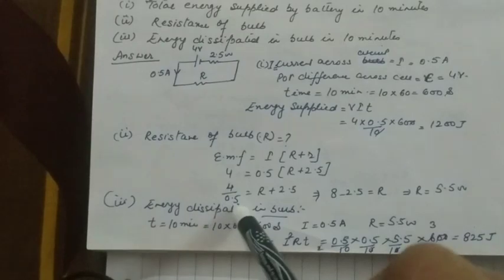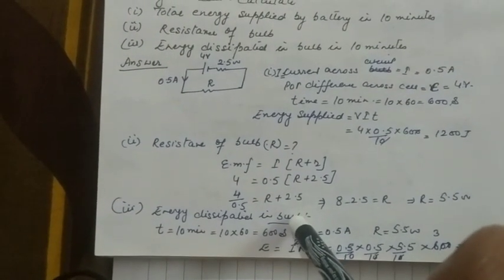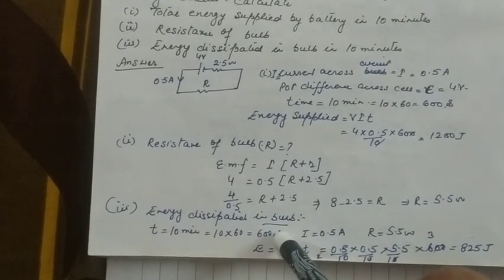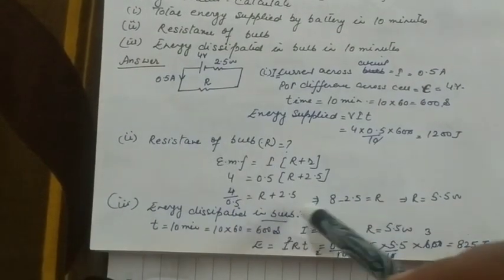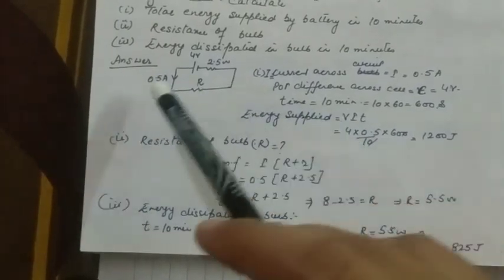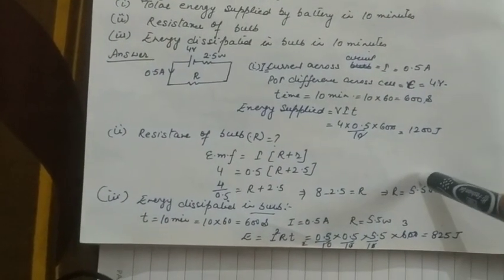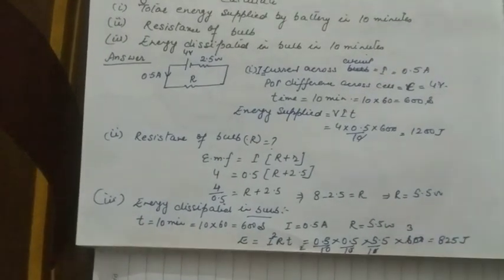Next is the energy dissipated in the bulb, meaning how much energy is consumed by the bulb. So we require the information regarding the bulb in 10 minutes. Time is again given in minutes, we will convert into seconds. The current flowing across the bulb is 0.5 ampere because it is connected in series, and in series current will be the same as the current in the circuit. Resistance of the bulb we know is 5.5 ohm. Using the formula I square RT we can easily find the electric energy of the bulb.